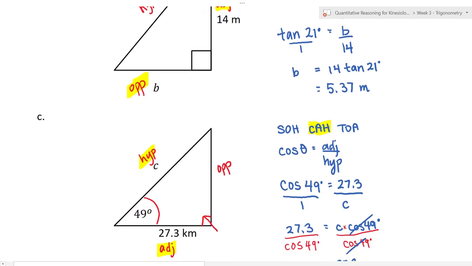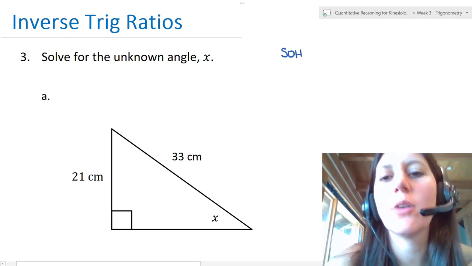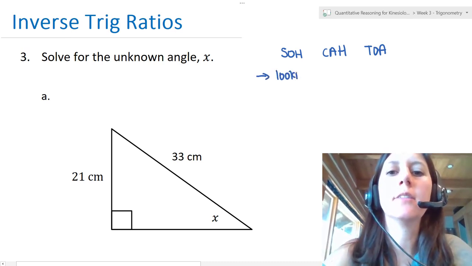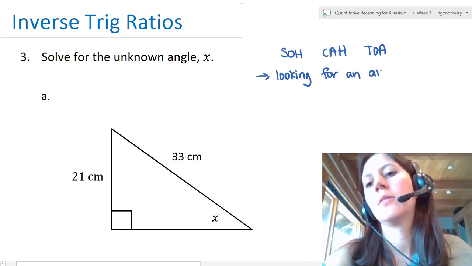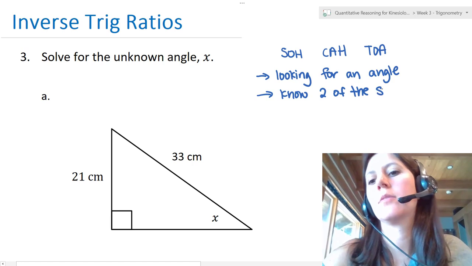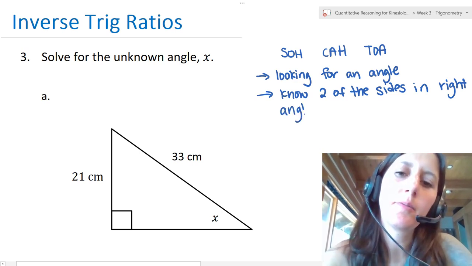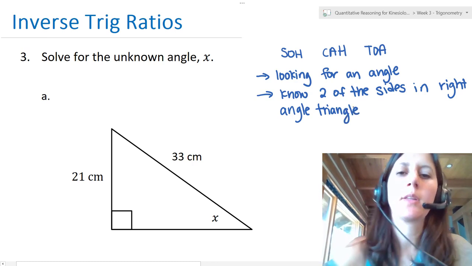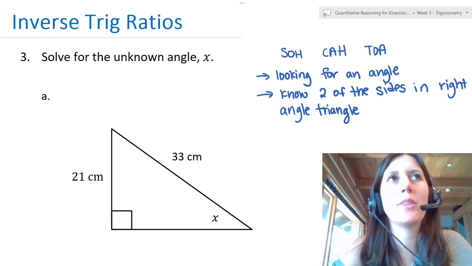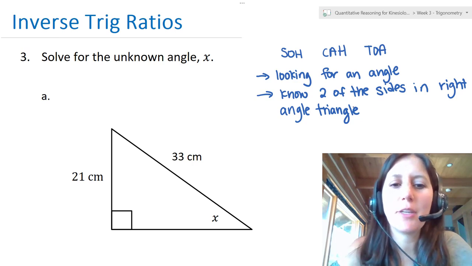Okay, so let's move on to our last type of question, which is using inverse trig ratios. Now for inverse trig ratios, we're still using SOH CAH TOA. But the difference is this time we're looking for an angle. And we know two of the sides, and it's still a right angle triangle. Okay, so these are all right angle triangle questions. So the process here is very similar to what we did before, except that you need to recognize that this time we're looking for the angle. When we think of SOH CAH TOA, remember when we wrote out the formulas, the theta, that was the angle part. So there's an additional step that you need to do for these questions.